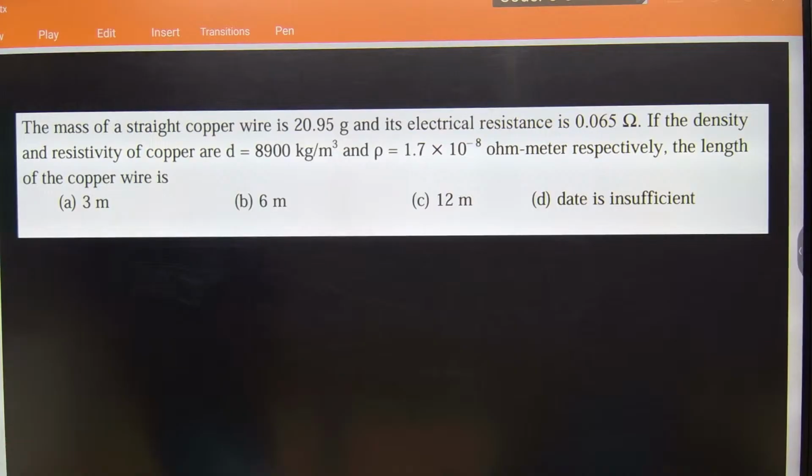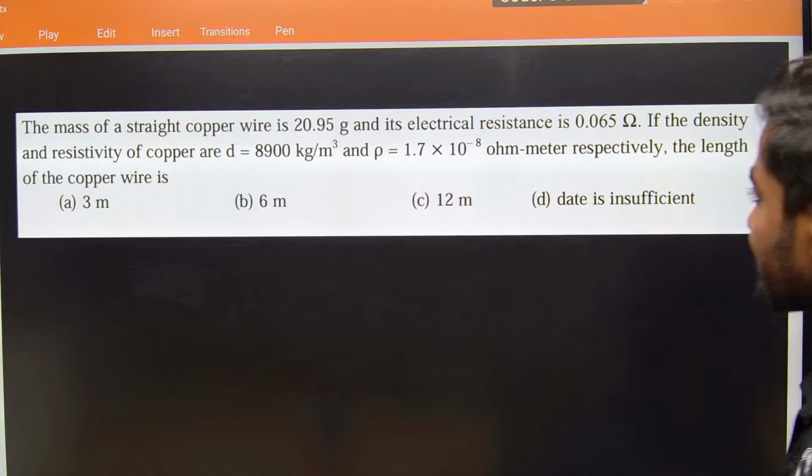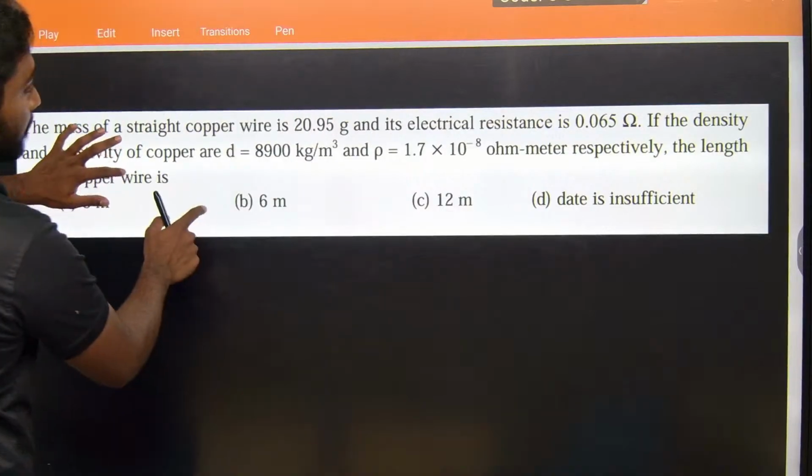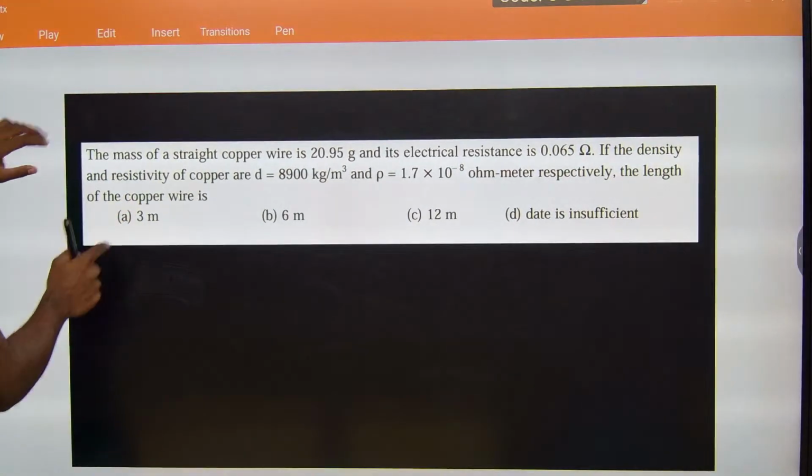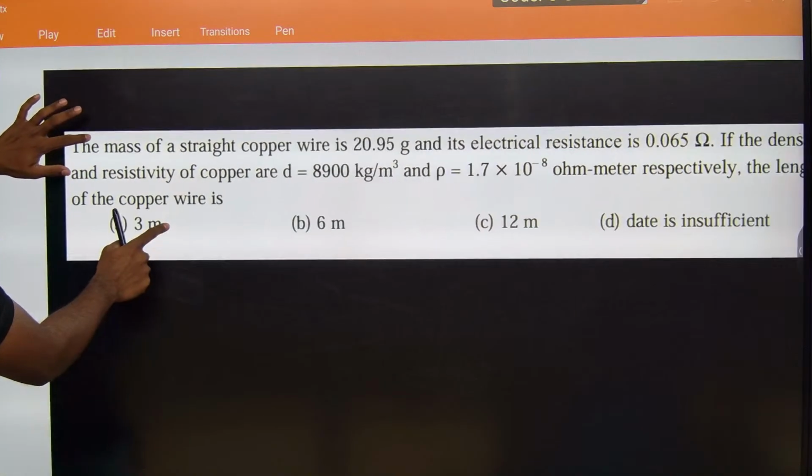The mass of a straight copper wire is 20.95 gram and its electrical resistance is 0.065 ohms. If the density and resistivity of copper are D equals 8900 kg per meter cube and rho equals 1.7 into 10 power minus 8 ohm meter respectively, the length of the copper wire is. First I will write the given terms in the question. I will zoom it out a little bit.